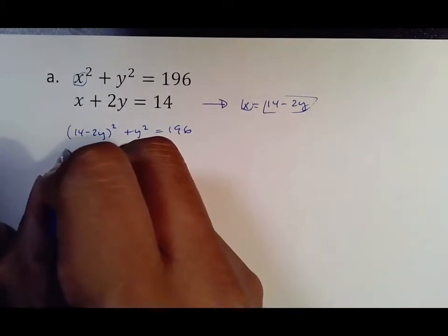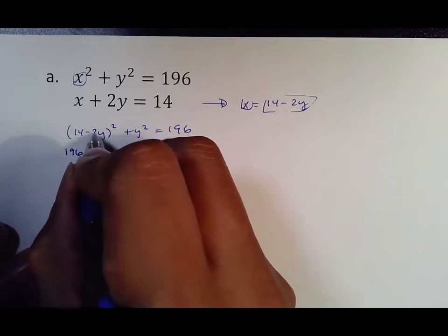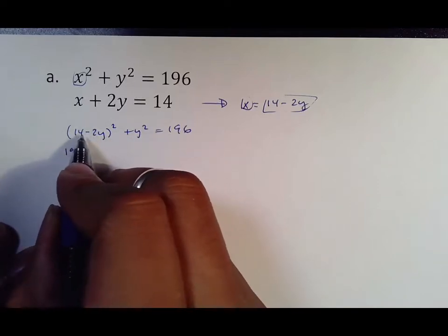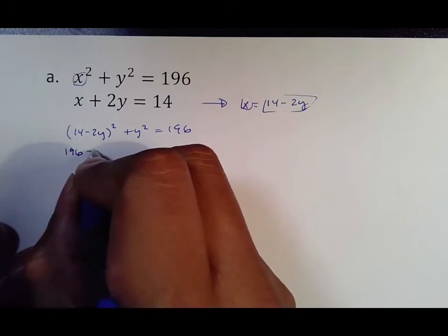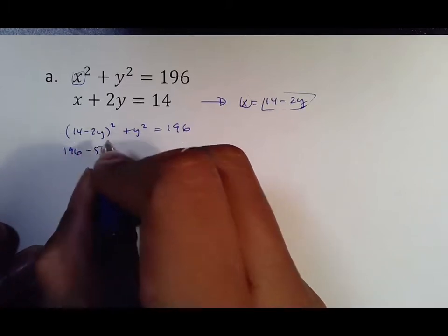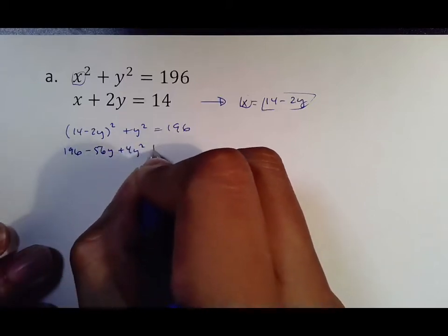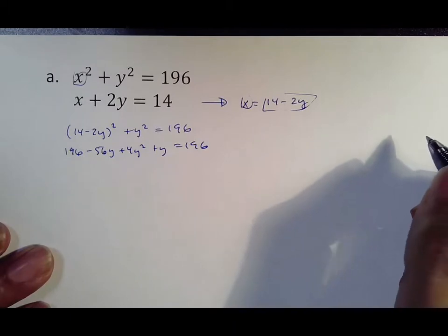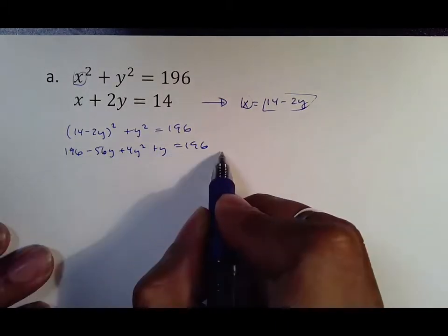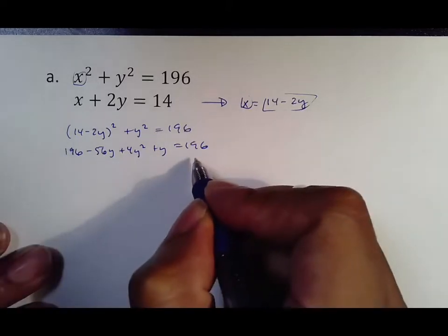Remember, in this situation, whenever you square it, you multiply and double. So that would be 28 doubled, which is 56y, and then you square this, so plus 4y squared, plus y squared equals 196. The obvious thing I noticed is that you have a 196 on both left and right, which means both of these things are going to cancel.